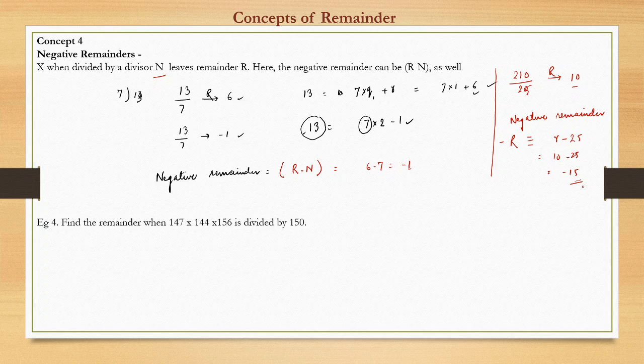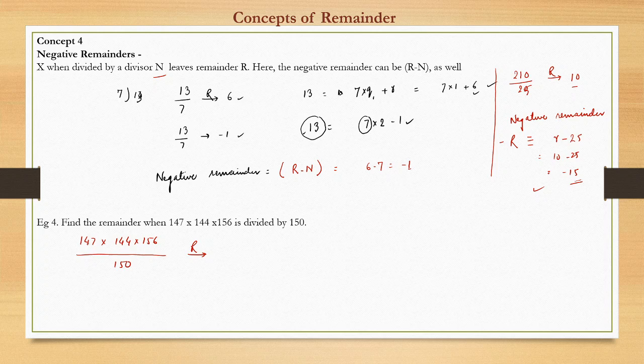So how do we calculate the negative remainder? We subtract the divisor from the positive remainder. This way we get the negative remainder. We'll use this concept in solving this question. Now suppose we take the example 147 into 144 into 156, and it is to be divided by 150 and the final remainder is to be obtained.